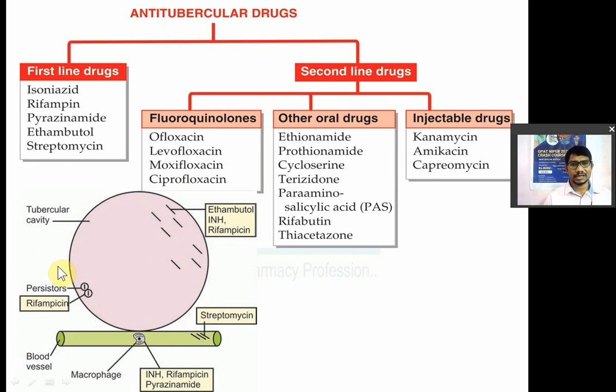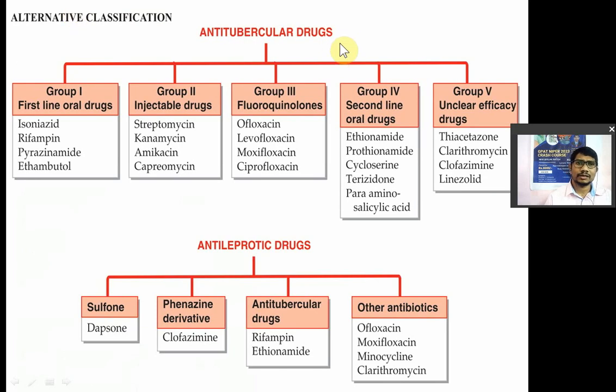We'll see the classification again. Alternative classification for antitubercular drug. Group first, first line oral drugs. In that you have isoniazid, rifampicin, pyrazinamide and ethambutol.